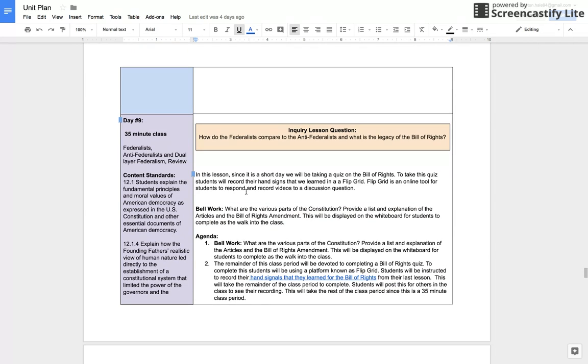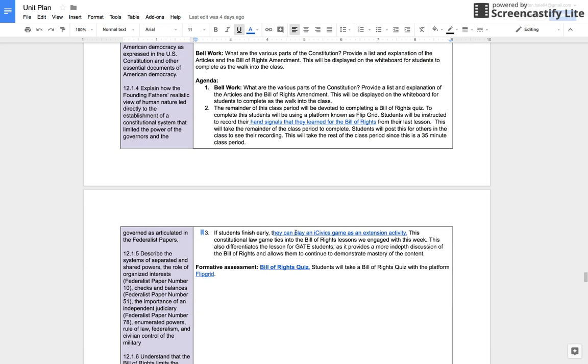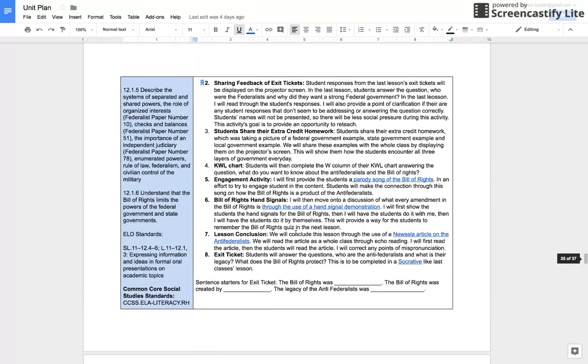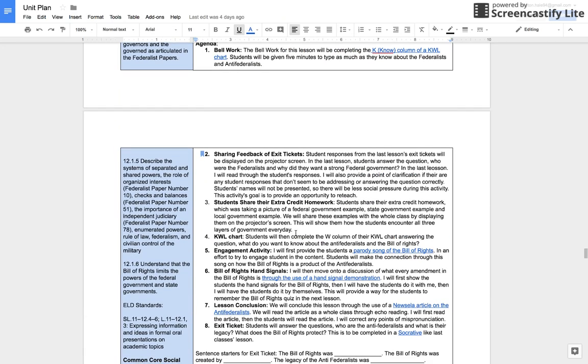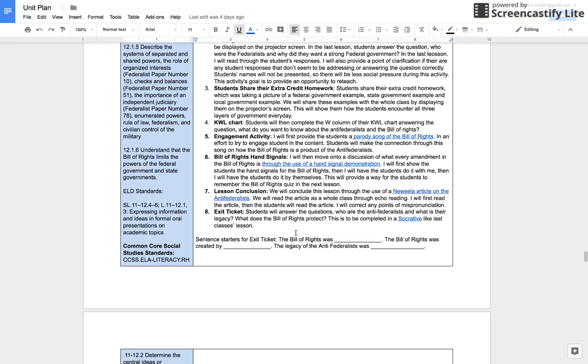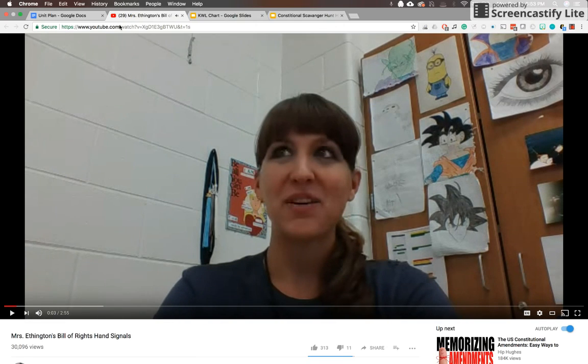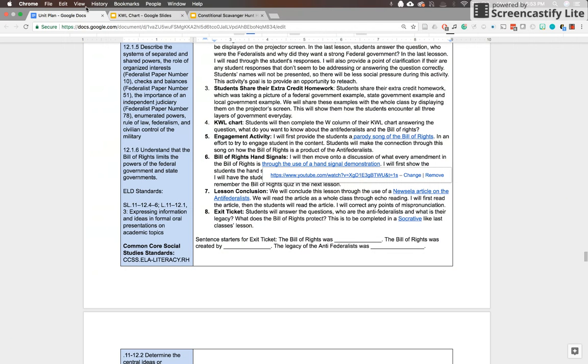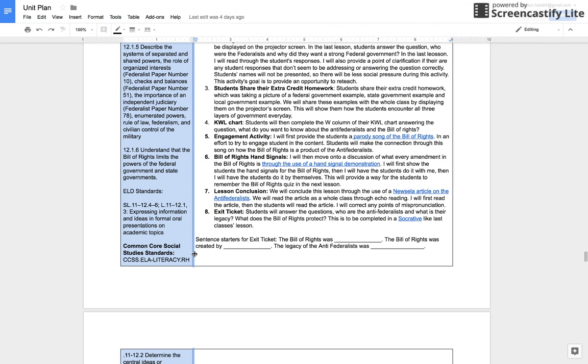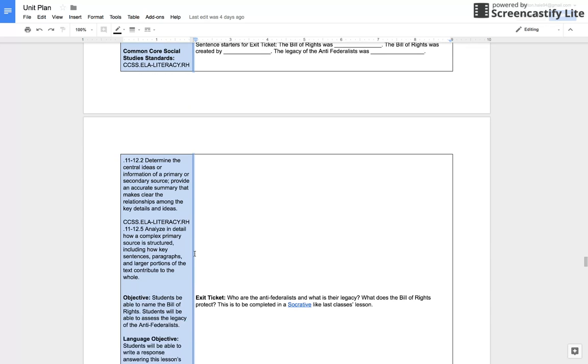Day 9, acting as a quiz. So in day 8, we learned about the Anti-Federalists and their legacy as the Bill of Rights. We also learned interactive hand signals, how to memorize the Bill of Rights, really getting kids up and moving and using their hands to remember the Bill of Rights, which in the past I found out students really remember the Bill of Rights by doing this.